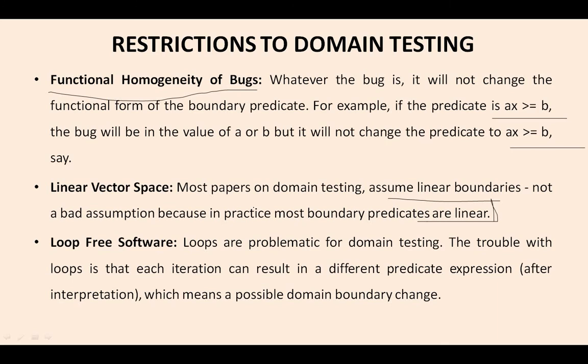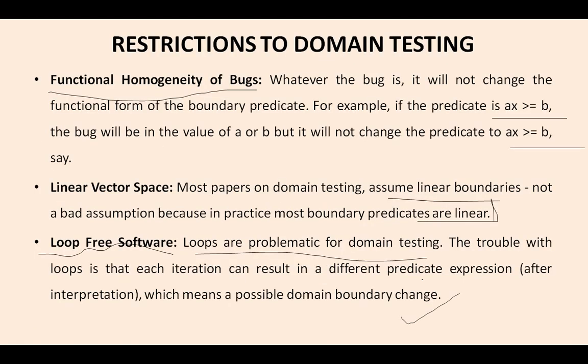The next one is loop-free software. As we discussed earlier, domain testing is a loop-free testing technique. So handling loops is a problematic situation for domain testing. The trouble with loops is that each iteration can result in a different predicate expression, which means the domain boundary can change. Whenever a predicate is executed in a loop, the boundary values will be changing.